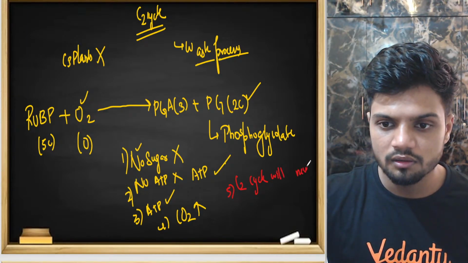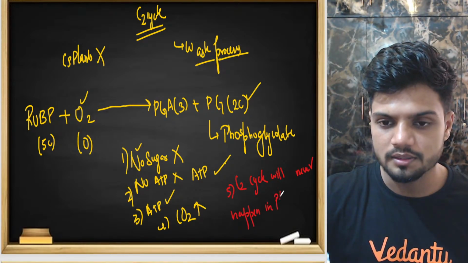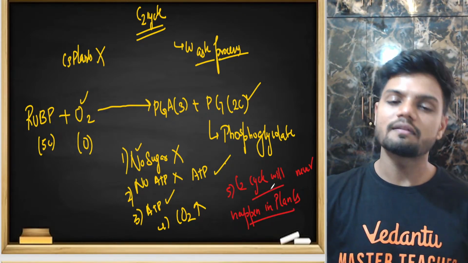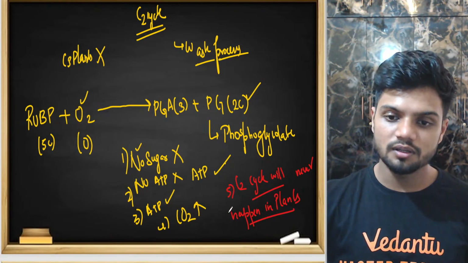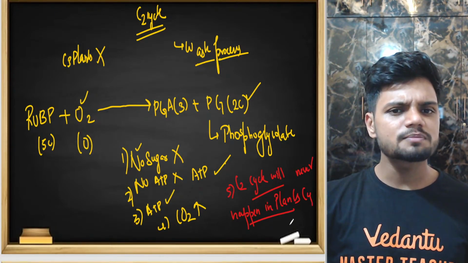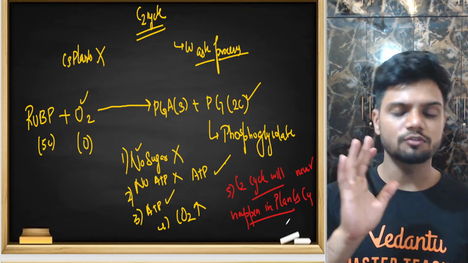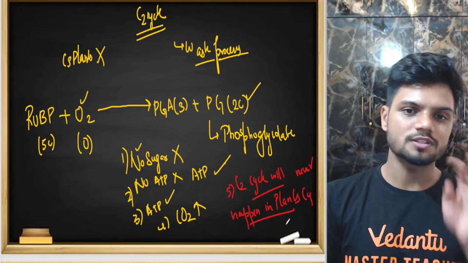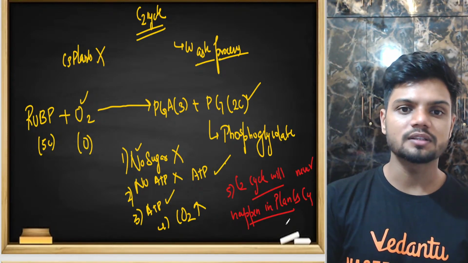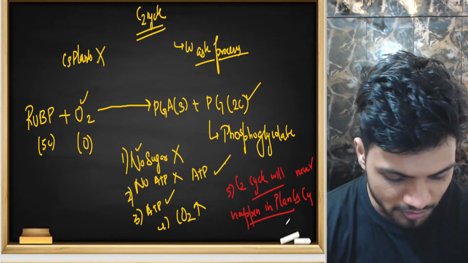will never happen in plants. Never happen in where? In your C4 plants. C4 plants are very smart plants. So the C2 cycle will never happen in your C4 plants. But C3 plants have to go through this. They don't have an option. C4 plants are very smart plants. They are like, whatever you do, nothing will affect us. That is C4 plants.